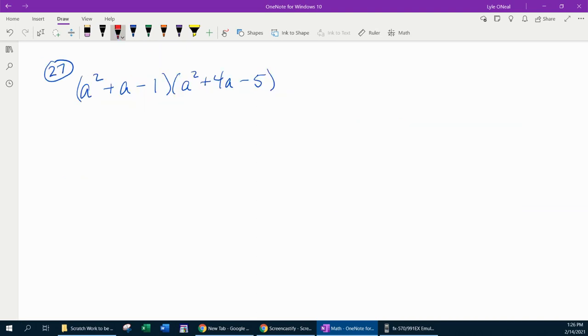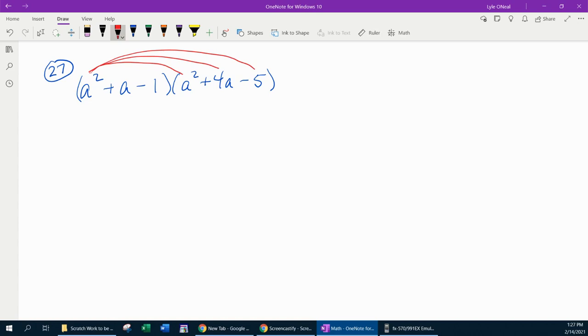And for the culmination of the polynomial multiplication, here we have a trinomial times a trinomial. Any polynomial multiplication can be explained as the distributive property. So the a squared is going to distribute to every term in the second set of parentheses.